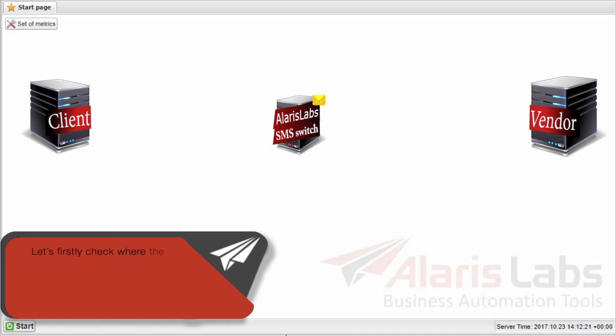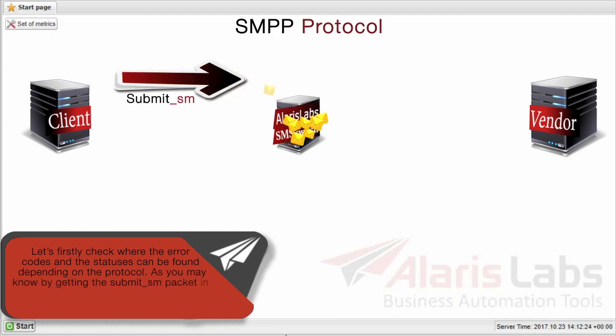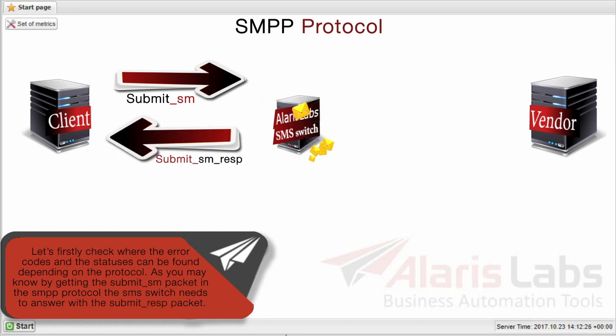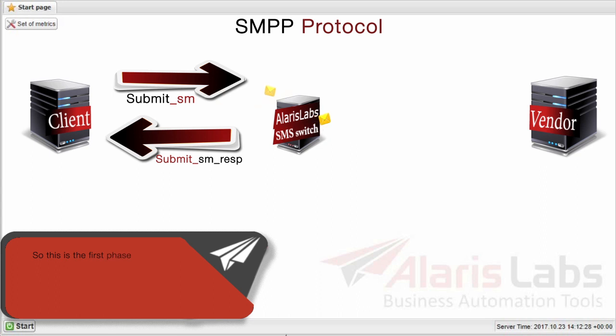Let's firstly check where the error codes and the statuses can be found, depending on the protocol. As you may know, by getting the submit SM packet in the SMPP protocol, the SMS switch needs to answer with the submit response packet. So this is the first phase where you can find the error and the status codes.